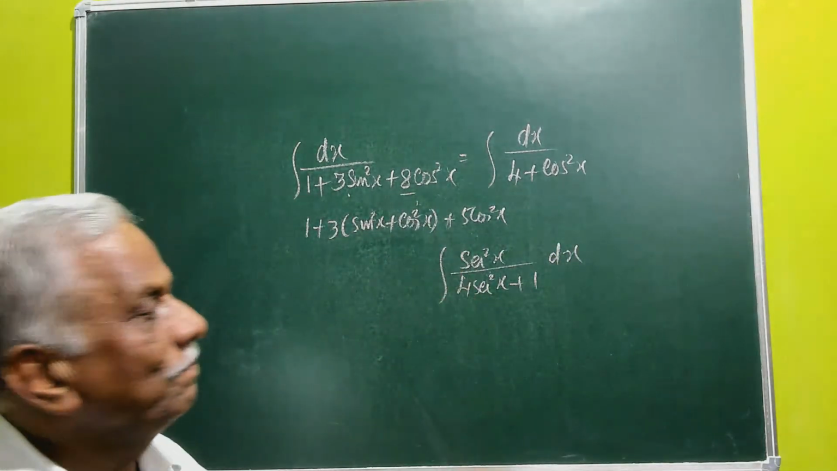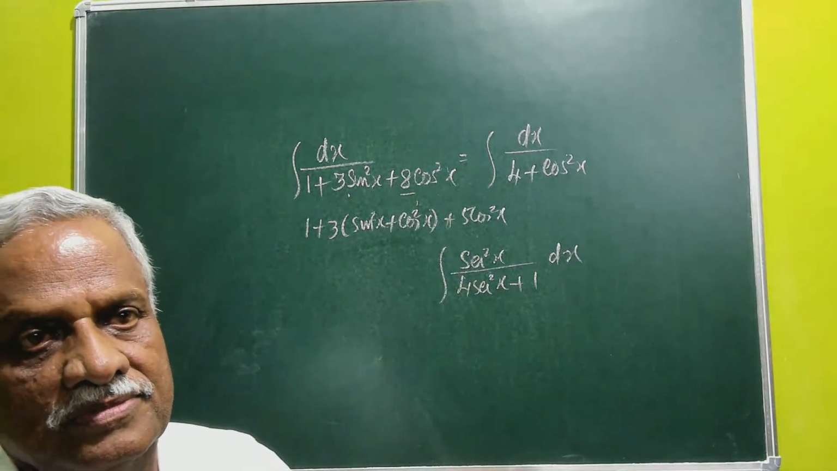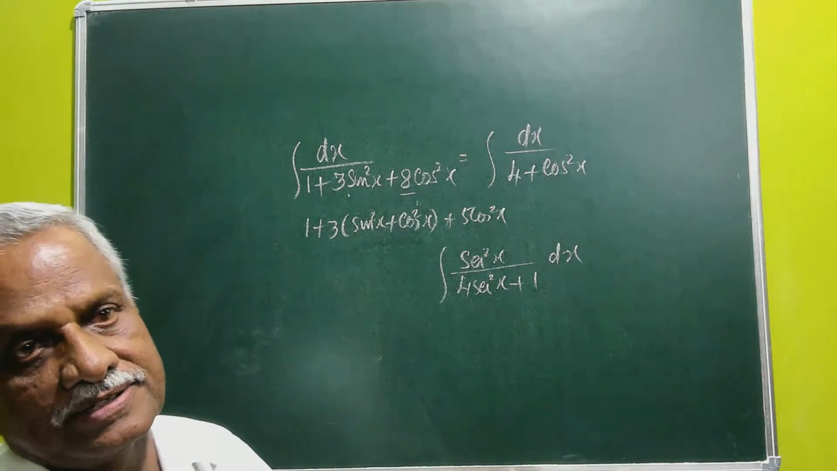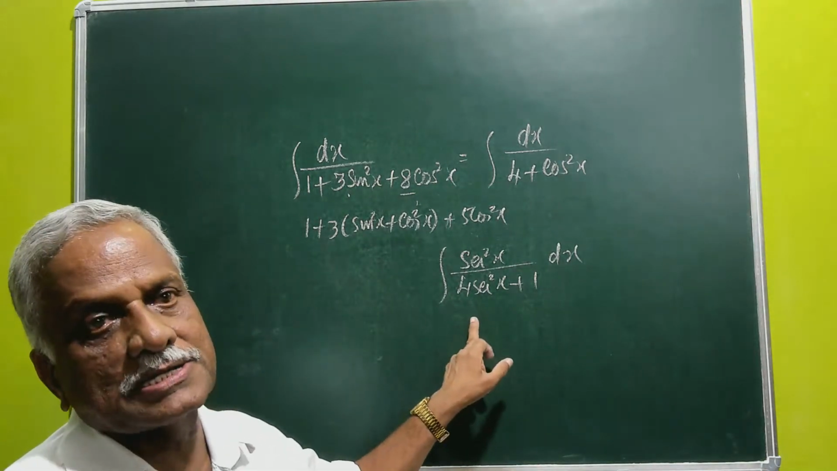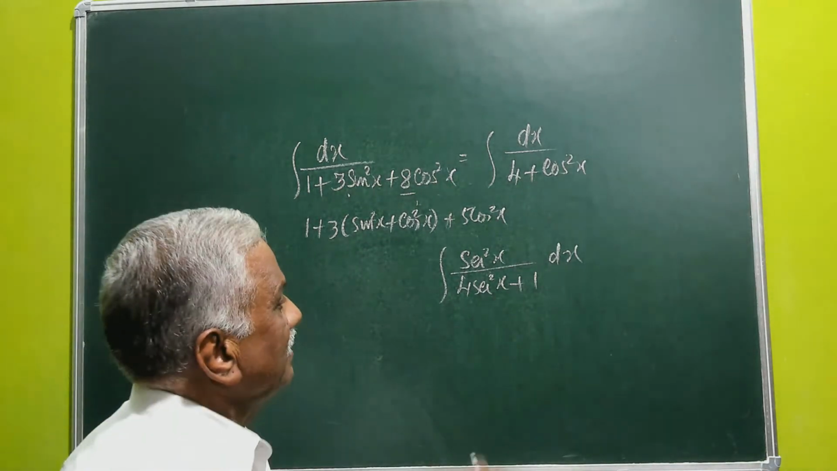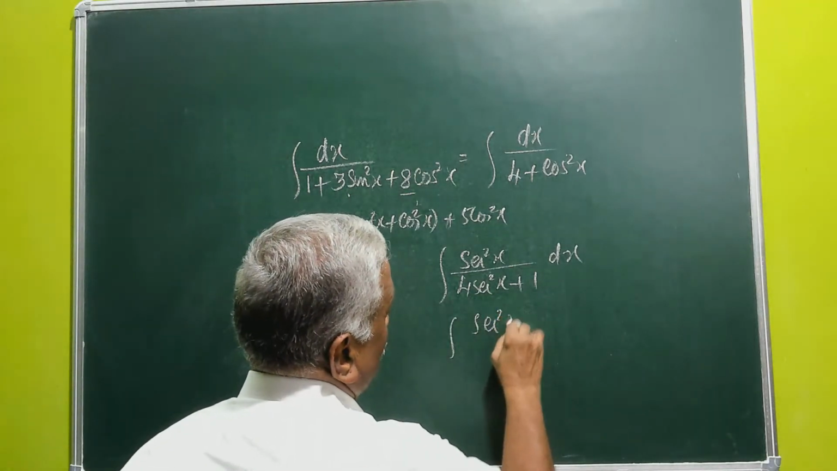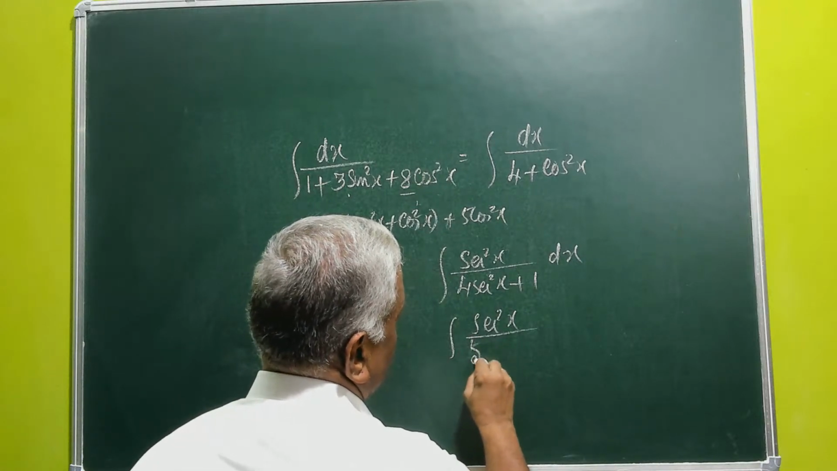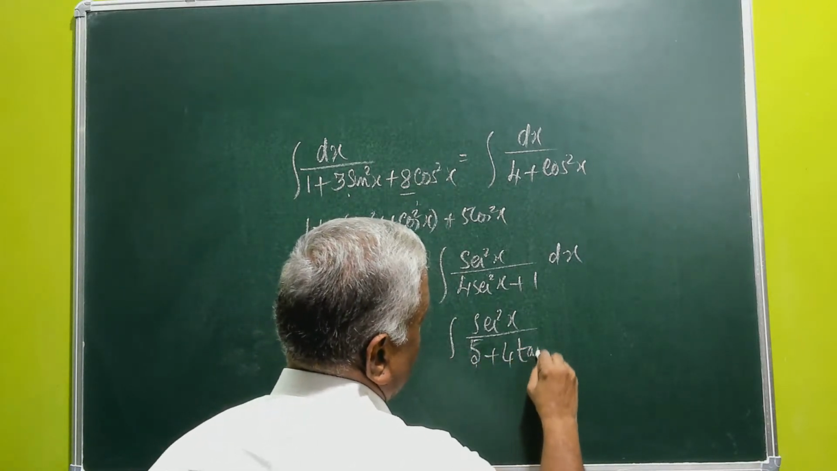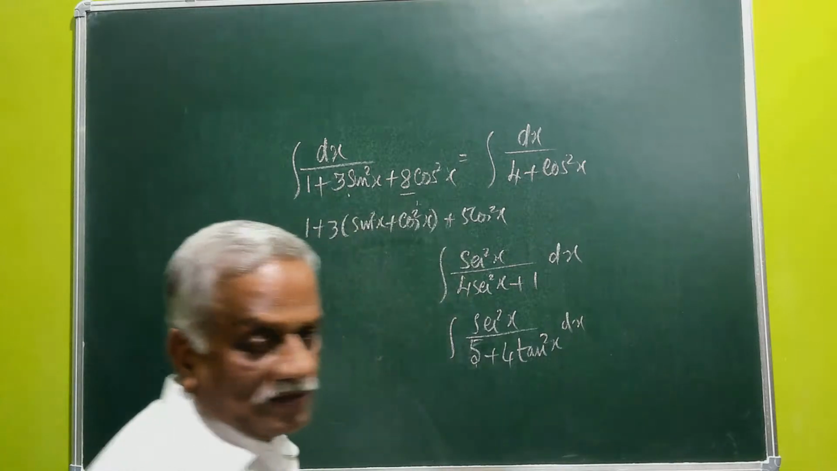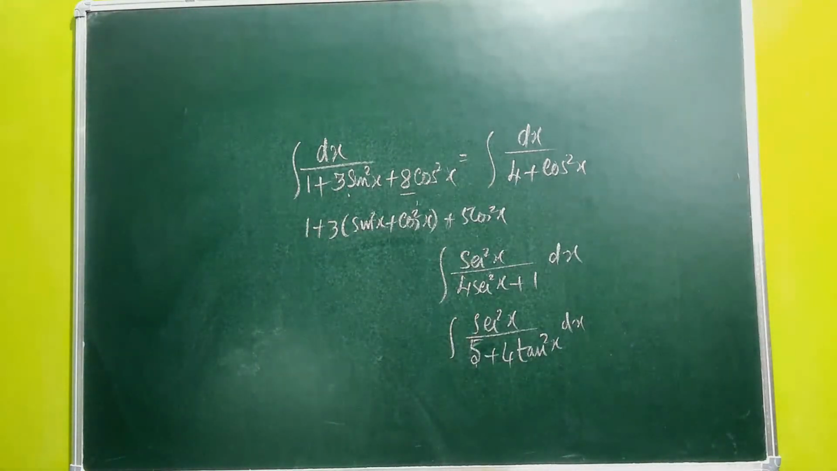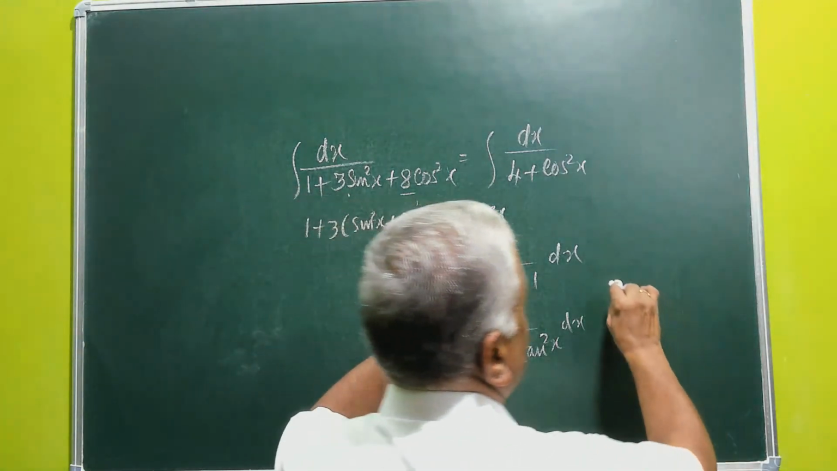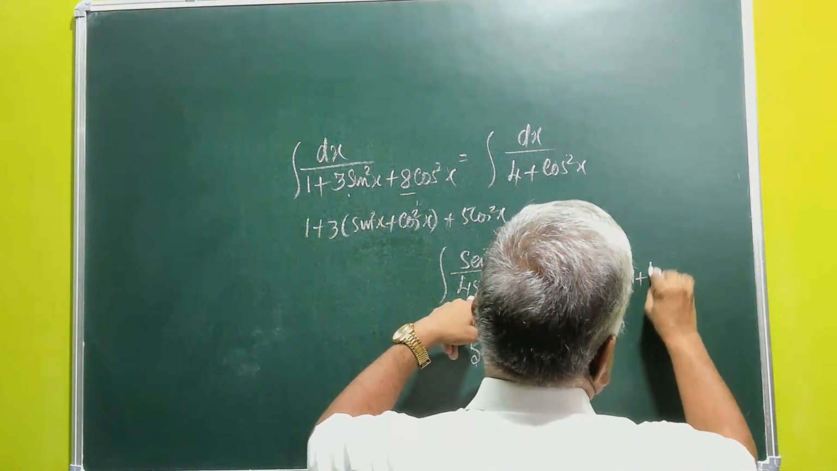See, you got secant square x, and which function on differentiation gives secant square x? Tan x. But you have got secant square x. We need tan x. Convert it. Secant square x over 4 plus 5 plus 4 tan square x. Do you follow why it is 5 plus? Because secant square x is 1 plus tan square x, 4 into 1 plus tan square x plus 1, 5.